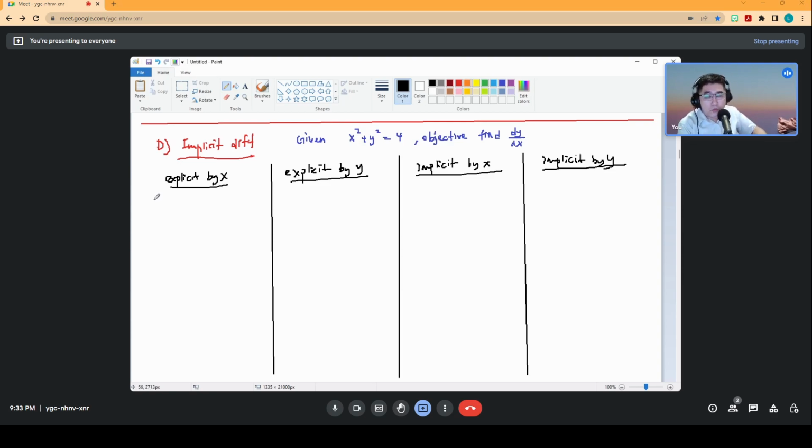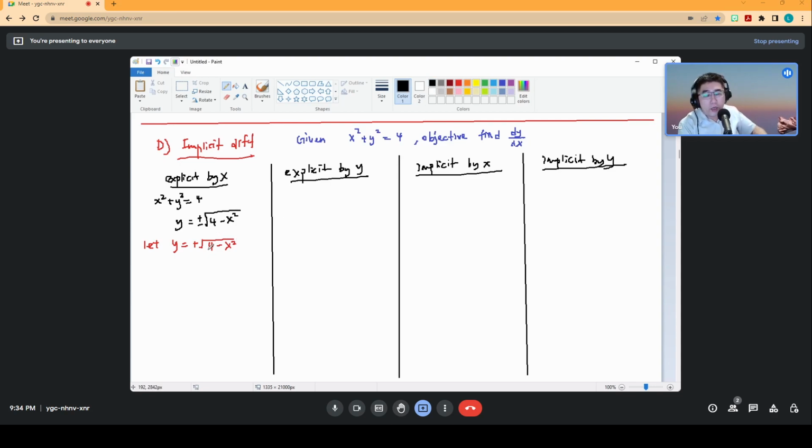First, based on normal working, I have x squared plus y squared equals 4. Under usual working, to get dy/dx, I will usually write y as the subject first. So I have y equals plus or minus the root of 4 minus x squared. But here I have two answers, one is a positive root, one is a negative root. So for simplicity, we let y equal the positive root first.